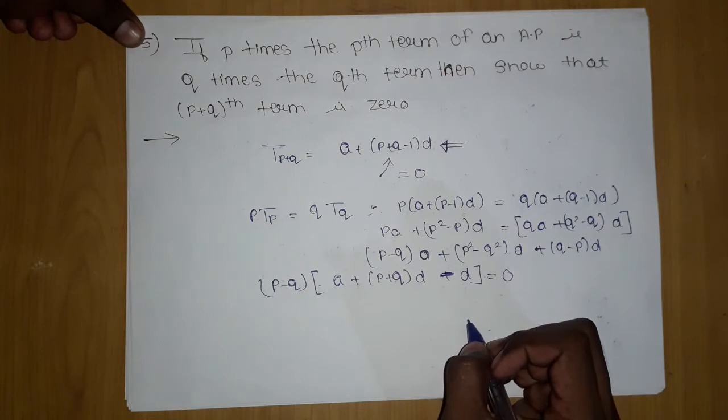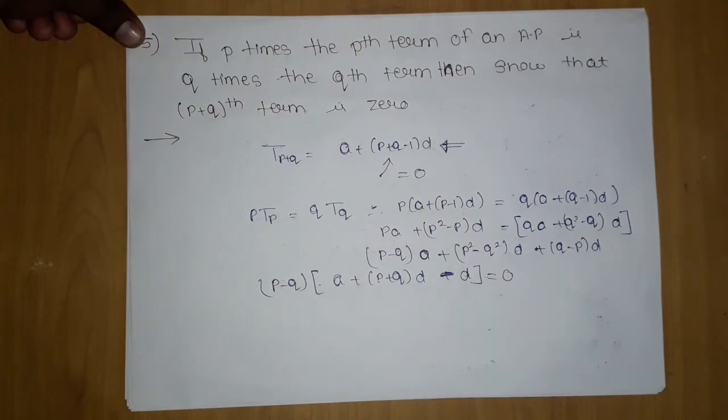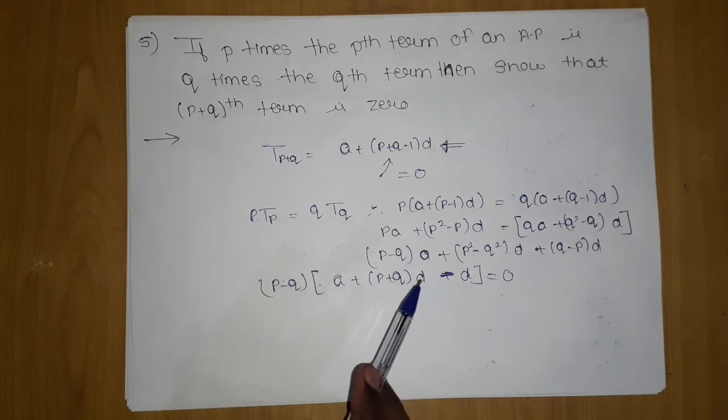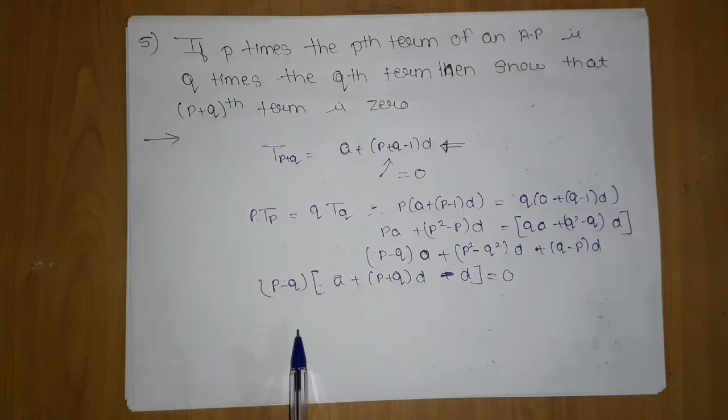Now what we can get, p plus q into a plus p plus q into d, and p minus q we took out, so p minus q.